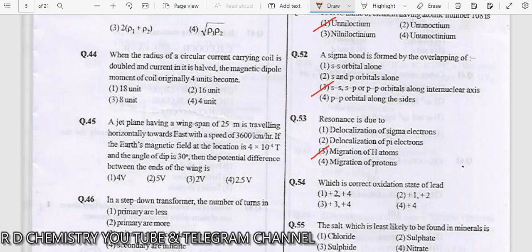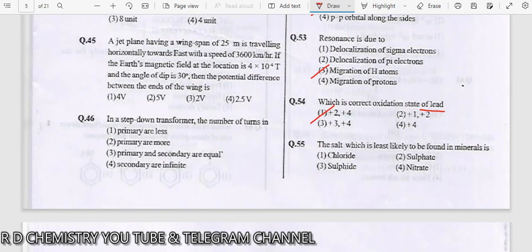Question number 54, oxidation state of lead, group 14 elements. Answer is option number 1. Question number 55, the salt which is least likely to be found in minerals can be from isolation of elements, about the ores. Answer is the fourth one.